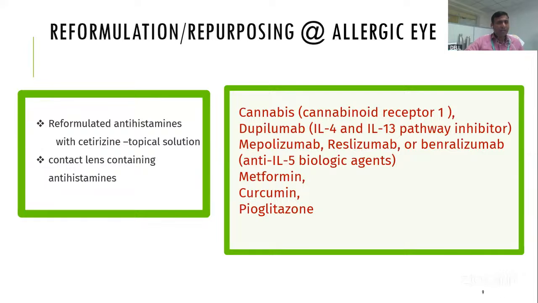Now, again, have a look at contact lenses. They will be used for a prolonged period of time, and irritation and infections will be there.